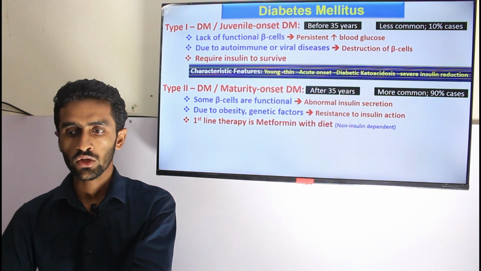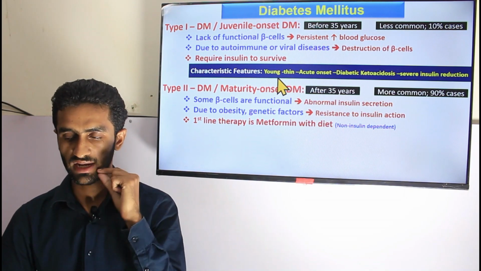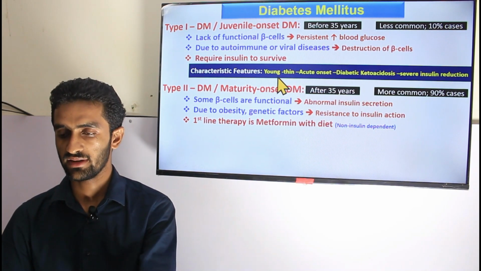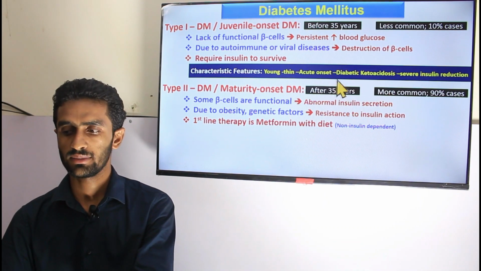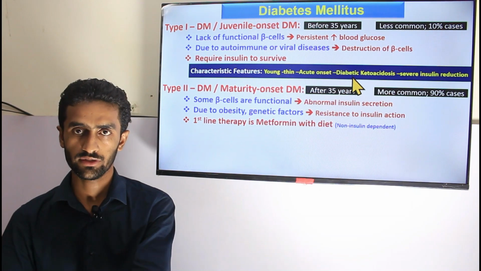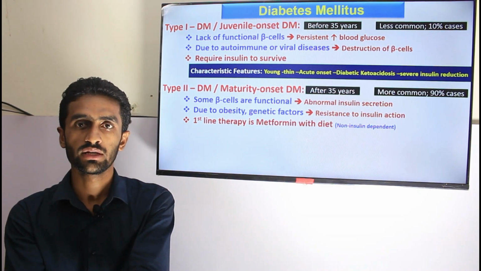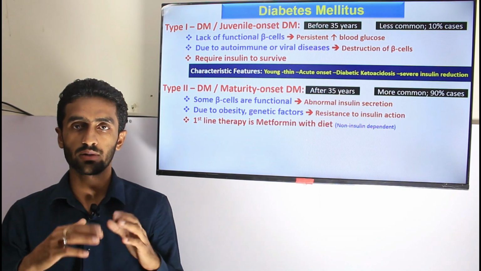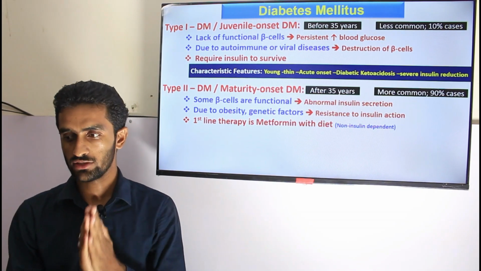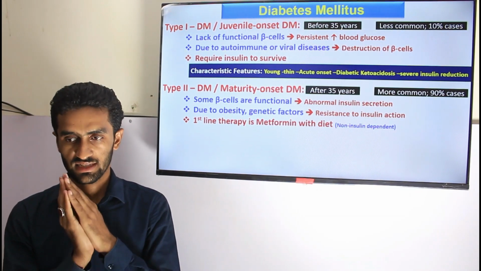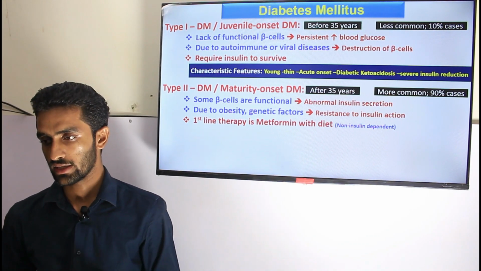Okay. So if you look at some clinical features which help you identify type 1 diabetes, they usually present in young, thin, acute onset patients, and they have diabetic ketoacidosis. Why ketoacidosis? Because when there is low glucose in your tissue, the energy level goes down. So in order to maintain the energy level, our body tries to produce ketone bodies. So one of the clinical features in type 1 is diabetic ketoacidosis, and there is severe insulin reduction.